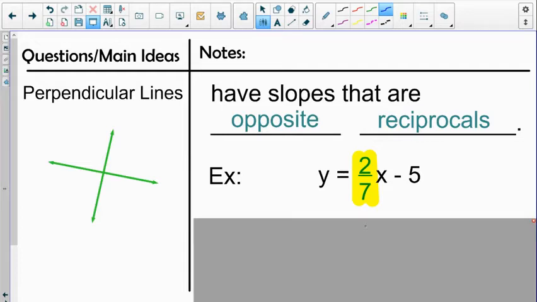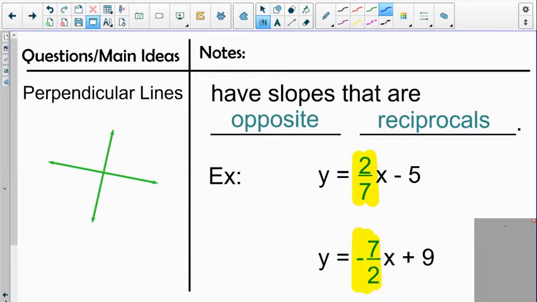So what I would have to do is identify that this is a positive fraction right now. So the opposite of that is going to be a negative fraction. For reciprocal, I have to flip the numbers around. So instead of 2/7, I need 7/2. If I put those two concepts together, I get an equation like this that has a slope of negative 7/2. And if I have that relationship between the slopes, I can say that my two lines will be perpendicular. The y-intercept has nothing to do with it this time. We did have to make sure they were different with parallel lines, but not with perpendicular lines.